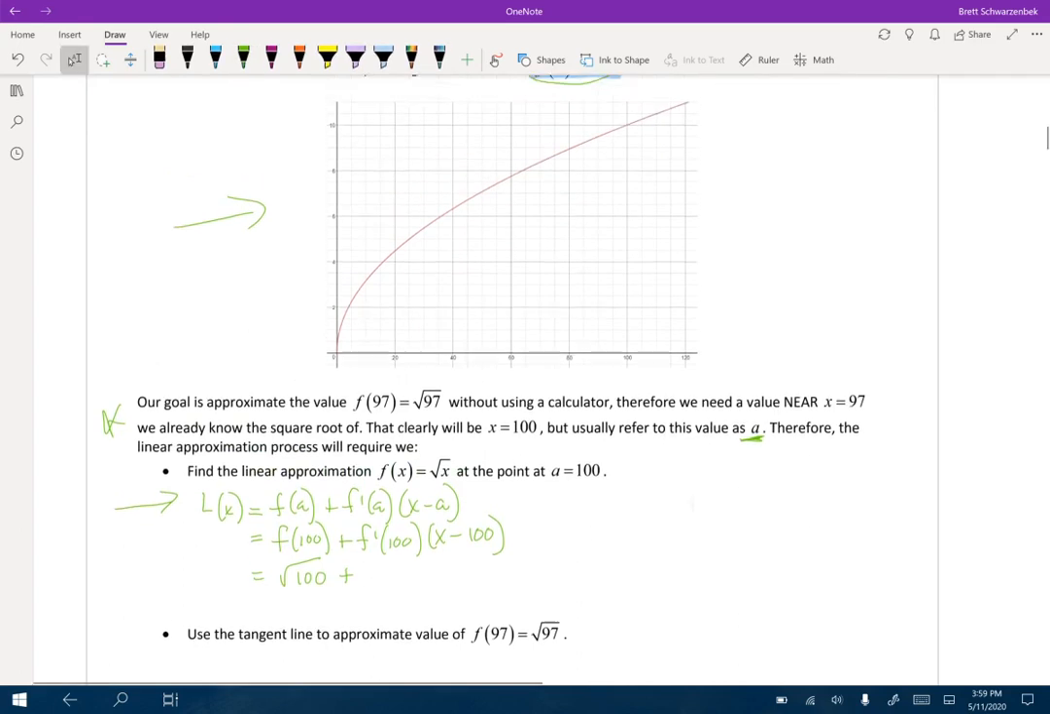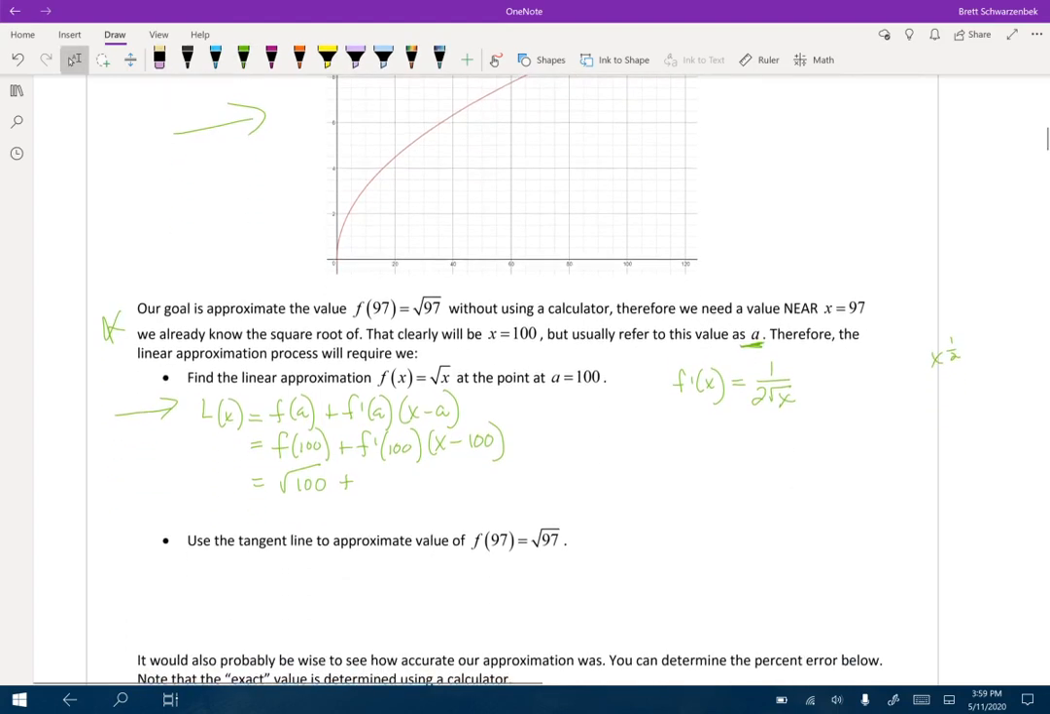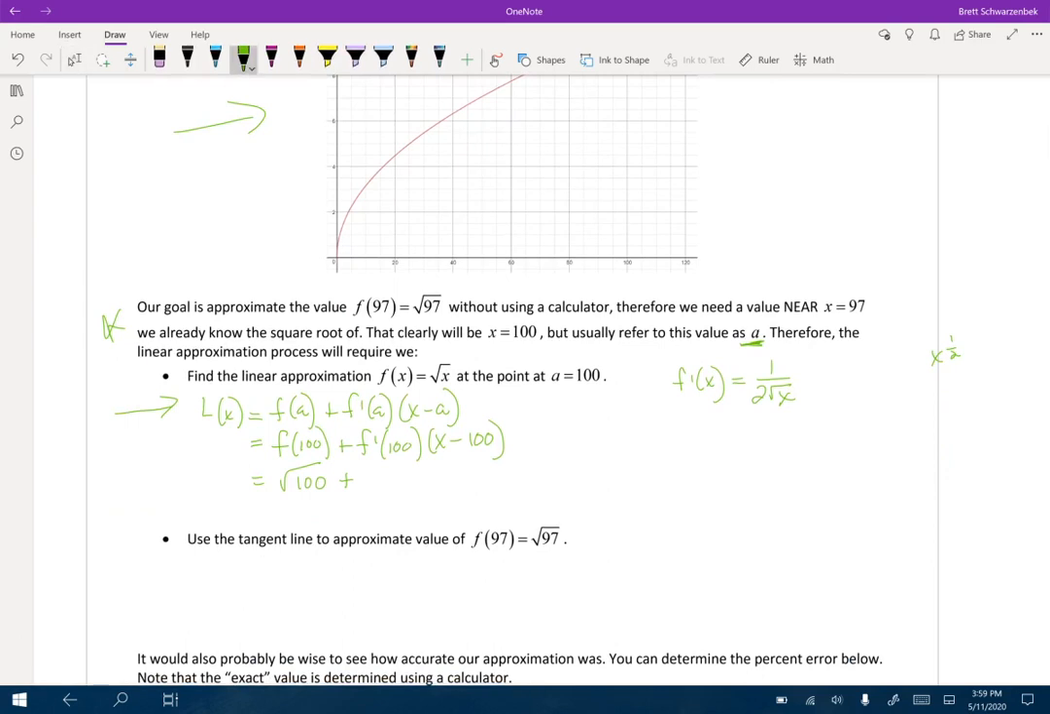What's f prime of 100? Well, we don't know that, because we have to find f prime of x first. What's the derivative of root x? I told you to memorize that. That's 1 over 2 root x. If you need to work it out every time, remember you're changing it to x to the 1/2 and using the power rule. But if I want f prime of 100, I need to put 100 in there, so I'm going to get 1 over 2 root 100, and then multiply by x minus 100.